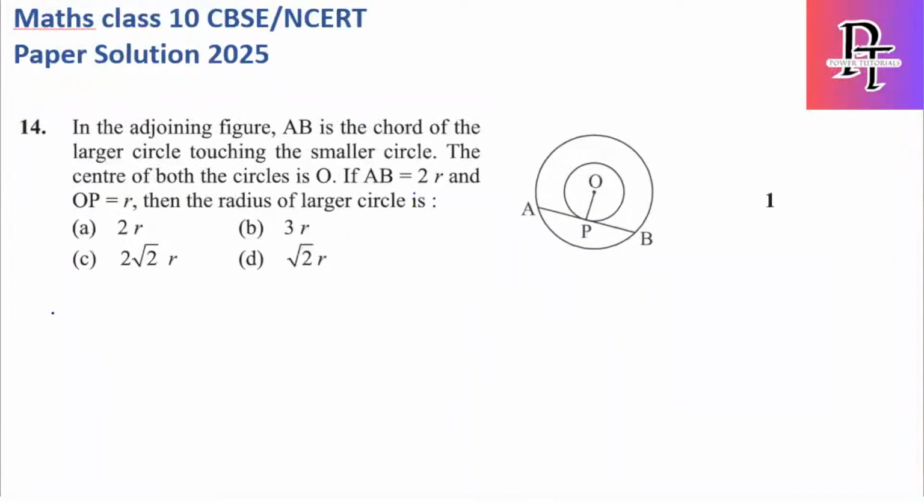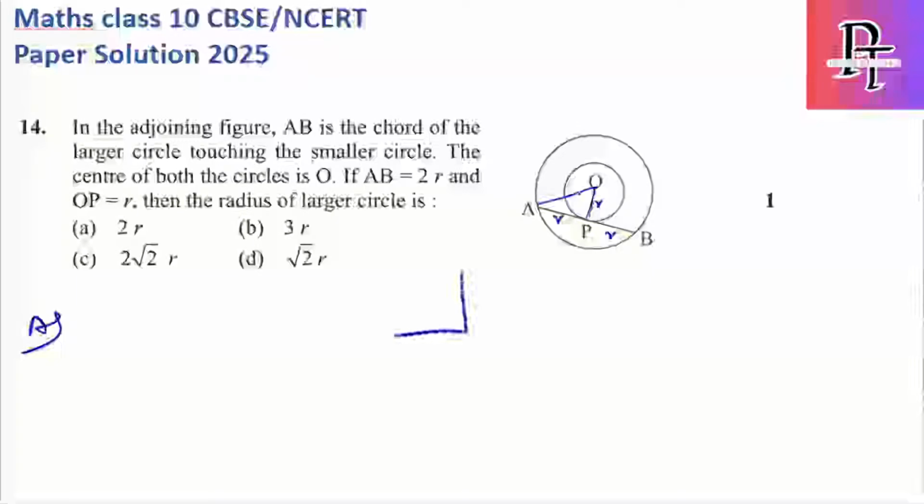Let's move to the next one, 14th. The adjoining figure, AB is the chord of a larger circle touching the smaller circle. The center of both the circles is O. If AB is 2R and OP is R, then find the radius of the larger circle. So this is also an easy question, but it's related to the tangents concept. So if you notice, this is the R. What about AB? They're saying AB is 2R. So this is the midpoint here because the centers are concentric, so this part and this part will be equal. So I'll write this as R and this is also R. They're asking the radius of the larger circle, so they're asking AO.